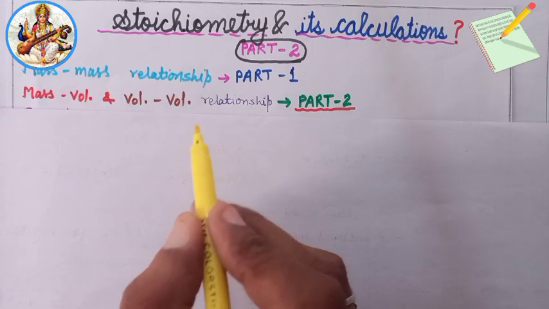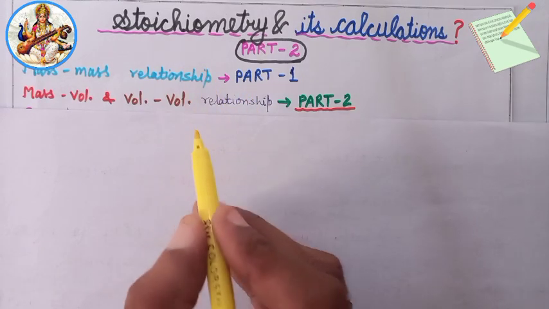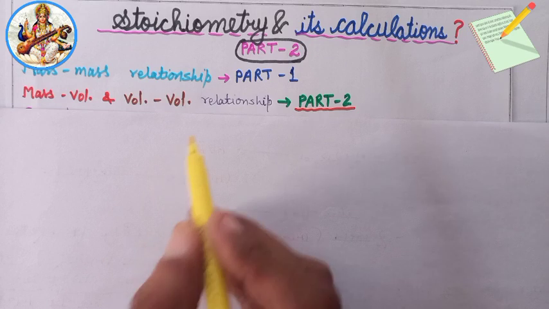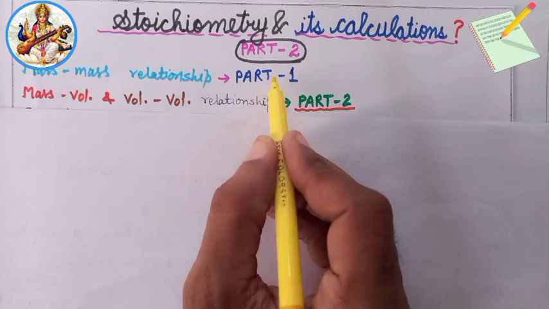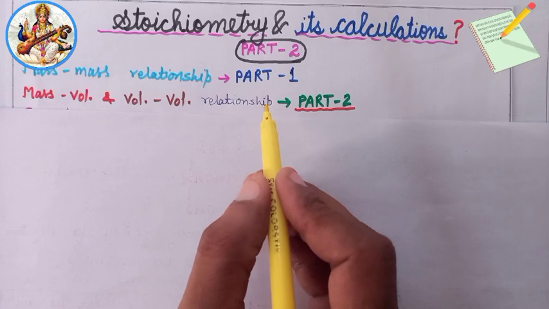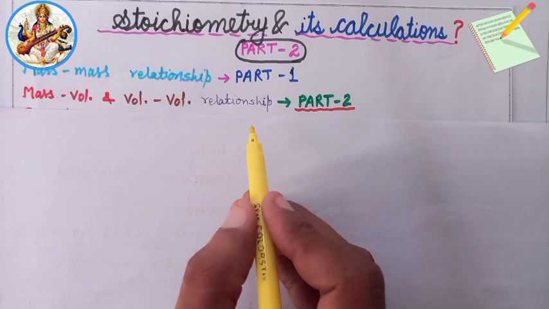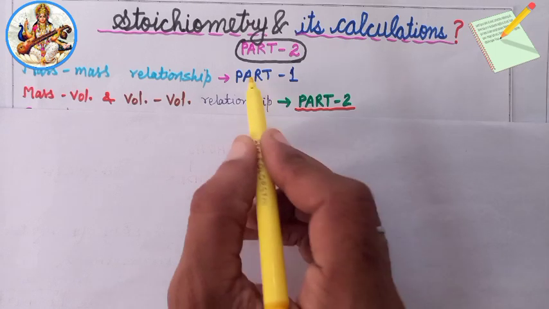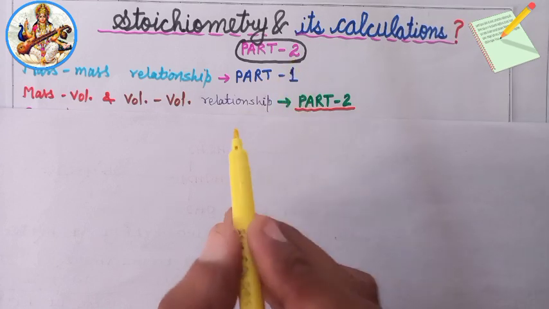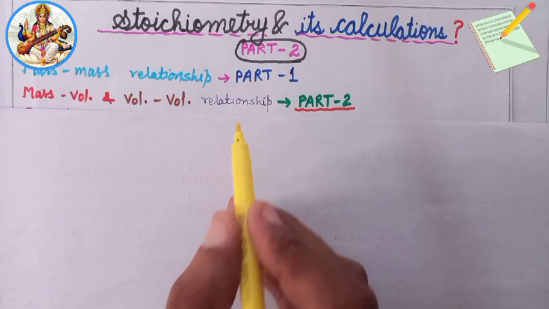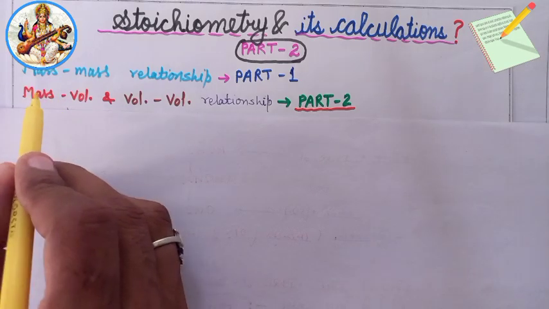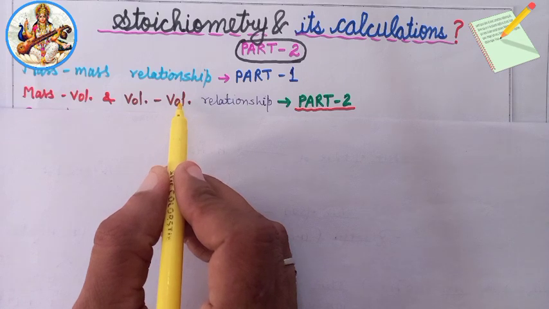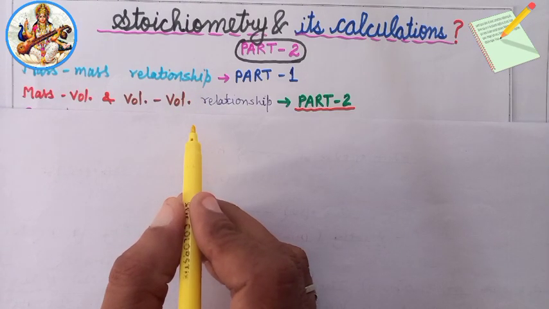Here, the mass or volume of a substance is given and the volume of the other reactant or product is to be calculated. In part 1, we discussed stoichiometry and stoichiometric coefficients. So if you didn't watch part 1, you should watch the video to understand the relationship between mass, volume and volume. We take some exercises.